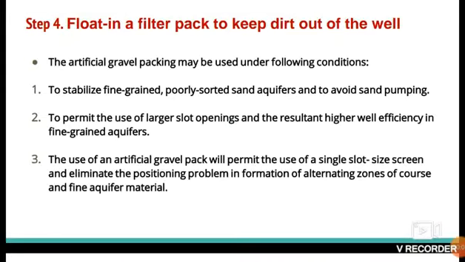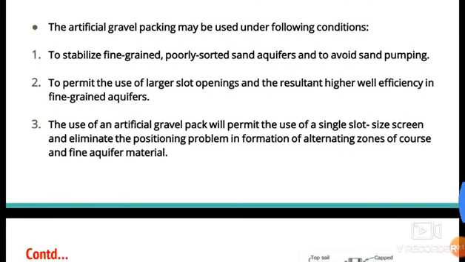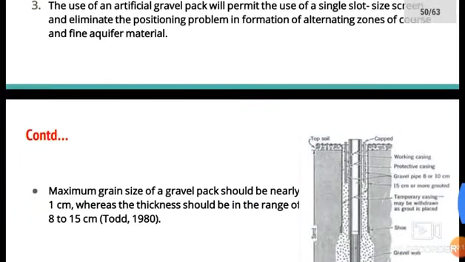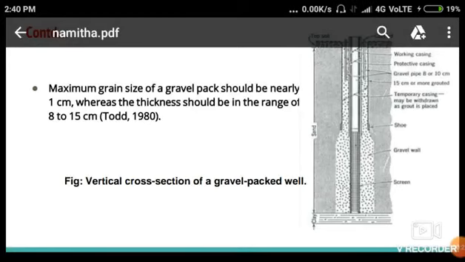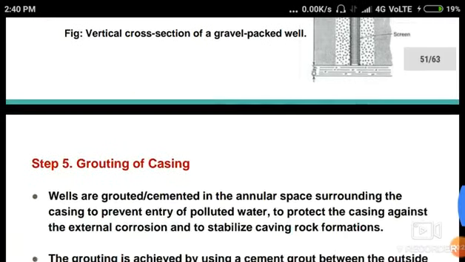The fourth step is to place a filter pack to keep dirt out of the well. So if necessary we can give the gravel pack. So these are the situations when we have to give the gravel pack. Here is a figure showing how the gravel pack has to be given. The gravel pack is normally given at the bottom portion as well as the sides, between the annular spaces. So this is about the gravel pack.